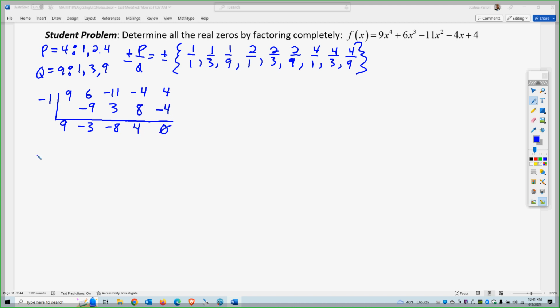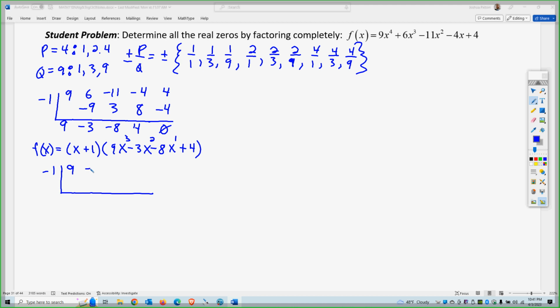Okay, so that worked. So f of x is x plus 1, because if I solve that, I'll get -1. And then 9x cubed plus 3x squared minus 8x plus 4. The original one was a 4th power. Now this is 3rd once we take 1 out. All right, so we'll do this again. We'll check -1 again.